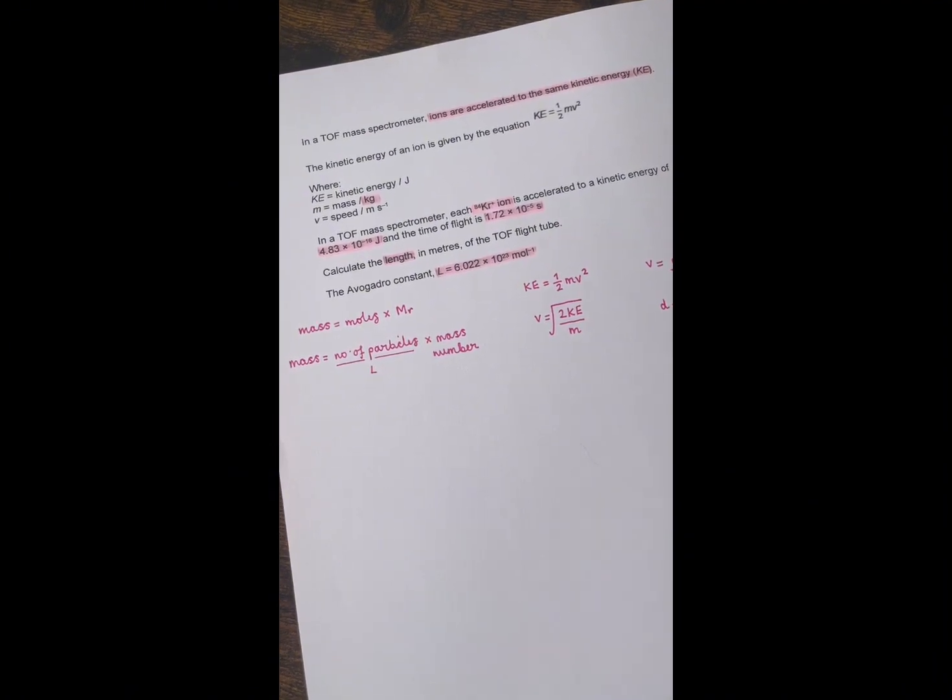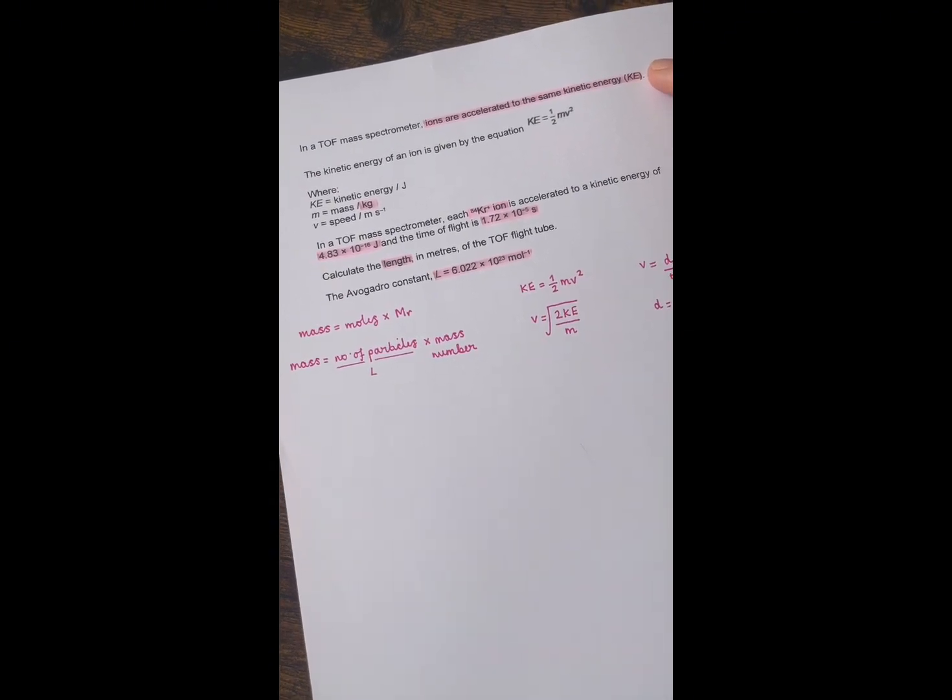The most complicated of time of flight mass spectrometry questions may involve the use of two ions, and this is why this first statement here, which says that ions are accelerated to the same kinetic energy, is important. You may need to use one ion to work out the kinetic energy and then use that information, which will be the same for the second ion, to work out a property of said second ion. That isn't what we're being asked to do in this question.